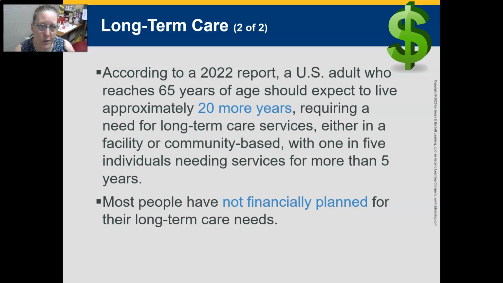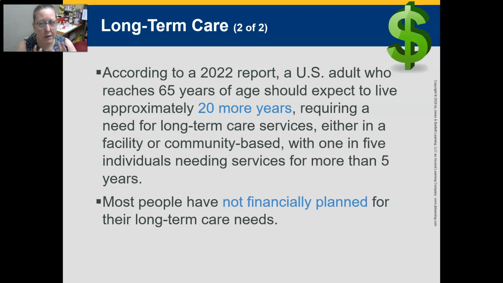According to a 2022 report, a U.S. adult who reaches 65 years of age should expect to live approximately 20 more years. So again, 65 is typical retirement age, so you should have enough in retirement to provide for yourself for 20 more years. But you may also require long-term care services, either in a facility or some community-based services, with 1 in 5 individuals needing services for more than 5 years.